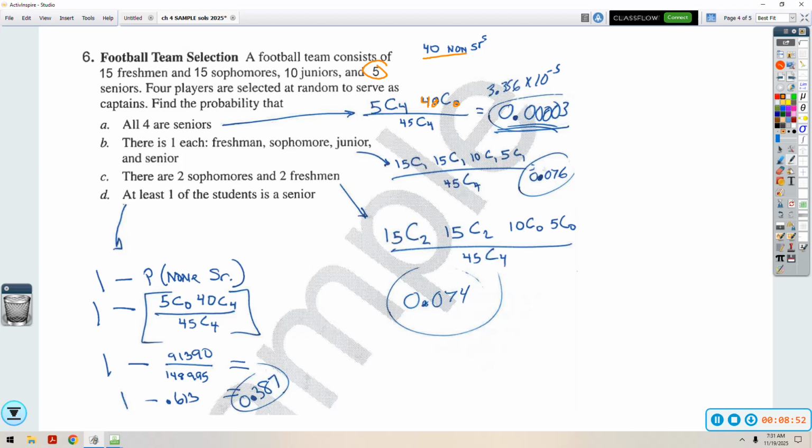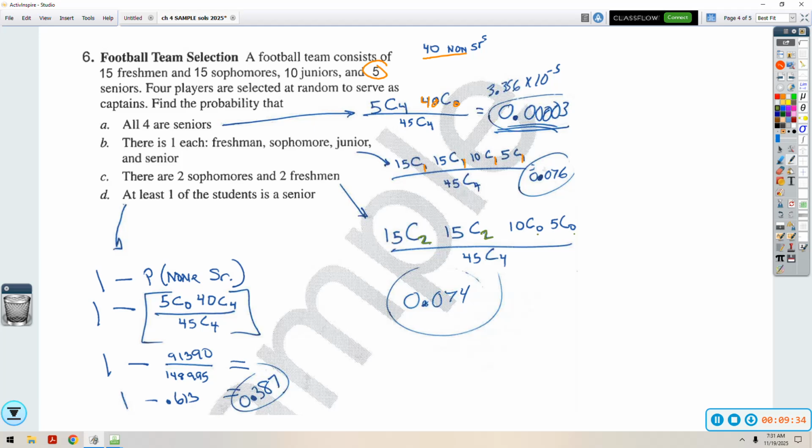All right, 1 of each. That's why I have 1 of each here. Again, throw that through the calculator. 15 choose 1. Anything choose 1 is anything. So 15 times 15 times 10 times 5, divided by 45, choosing 4 people. I get 0.076, and you're done. The third one, 2 of the freshmen and 2 of the sophomores. None from the juniors or none from the seniors, and a similar answer, 0.74.